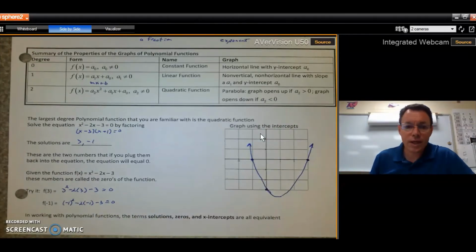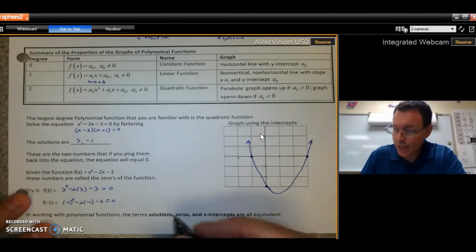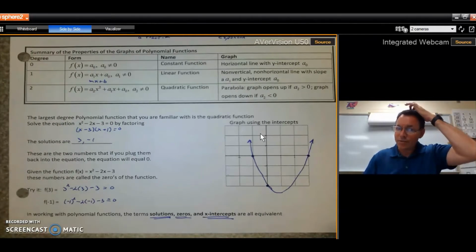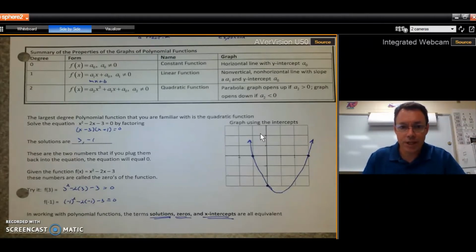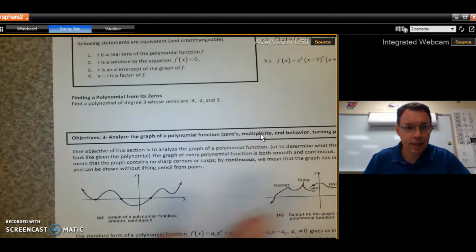Okay, so that's a quadratic. Now, what you need to understand, and this is hugely important, is that the solutions to the equation, the 3 and the -1, are the exact same as the zeros of the function, and they're the exact same as the x-intercepts of the graph. Those words are all interchangeable. Okay, so if you hear me say zeros, this is what I'm talking about. So if one of these makes more sense to you, then latch onto that, but know that when I say the other words, that's just what I'm talking about. Okay? All right. Let's take a look at the back.